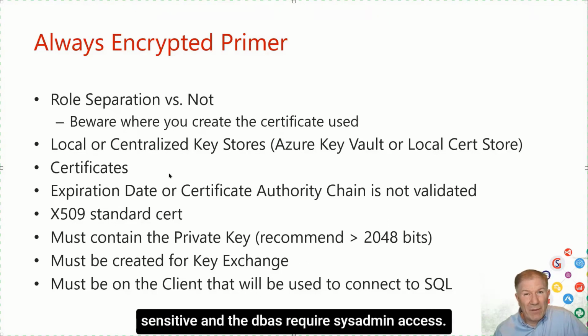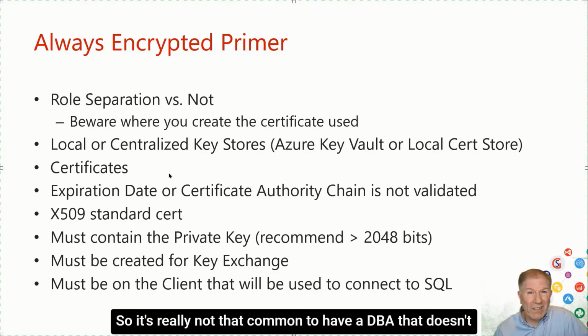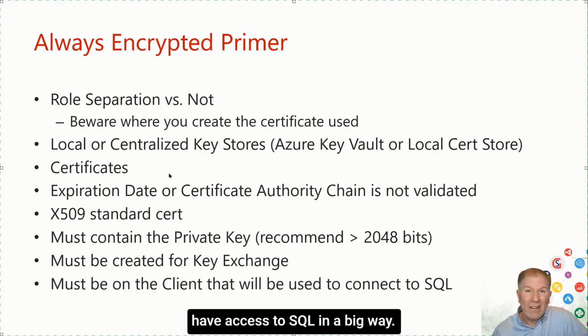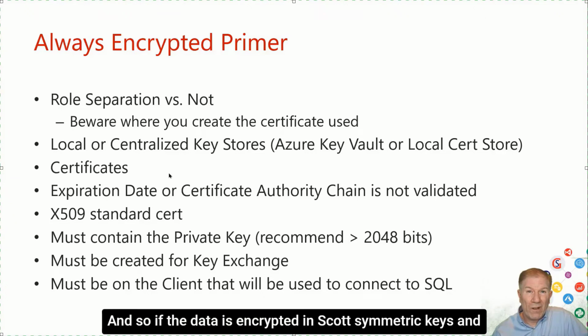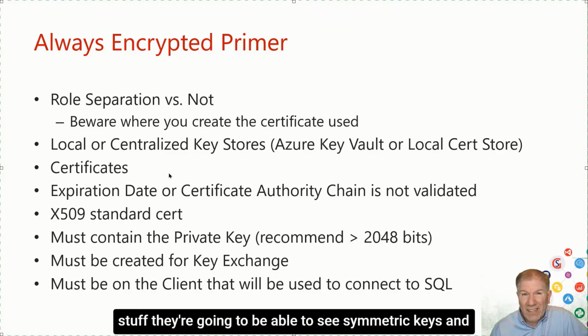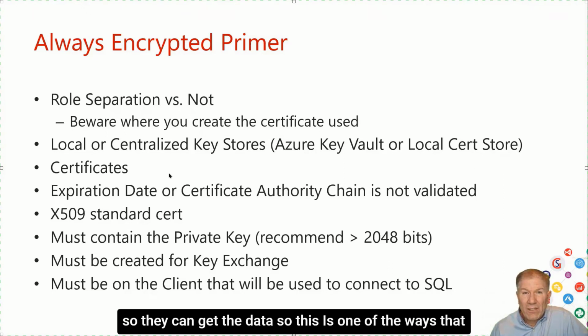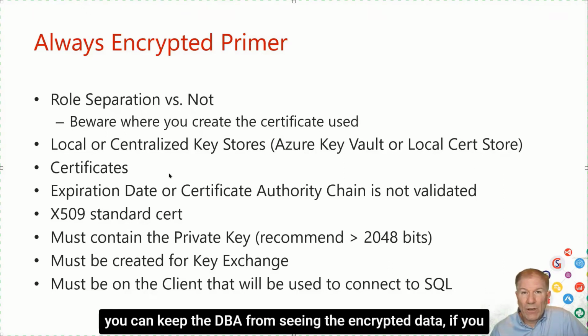And DBAs require sysadmin access, so it's really not that common to have a DBA that doesn't have access to SQL in a big way. So if the data is encrypted and it's got symmetric keys and stuff, they're going to be able to see the symmetric keys, and so they can get the data. So this is one of the ways that you can keep the DBA from seeing the encrypted data.